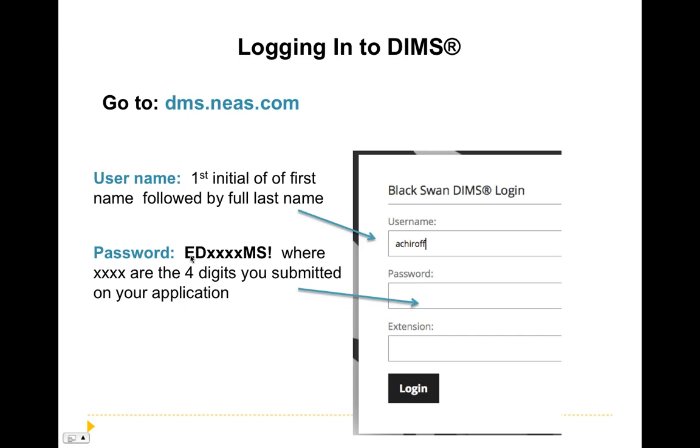Your password has things in common. The first two letters are capital E, capital D. The last two letters are capital M, capital S, and an exclamation mark. These are the things that make you unique, the 4 digits that you submitted on your application. So you have a unique password compared to the other specialists.